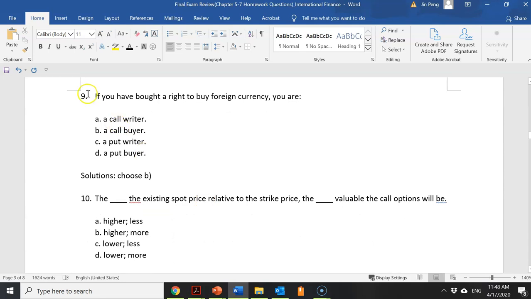Question 9. If you have bought a right to buy foreign currency, we should choose B here, a call buyer. Buying a call gives you the right to buy.